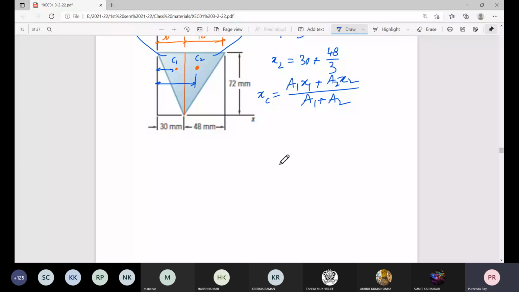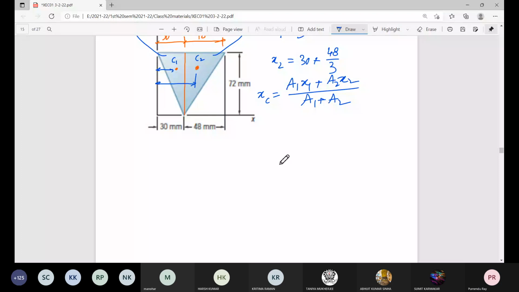There may be other ways also. Yes, sir. Here we take the area as a negative area, and x1, x2 are determined from this. This one is x1, y1. Here it is x2, y2. Here it is x3, y3.